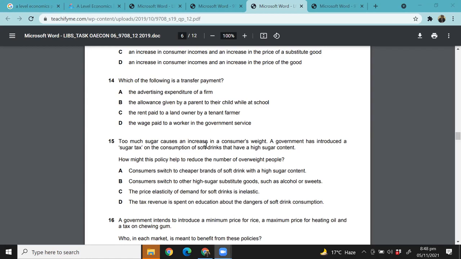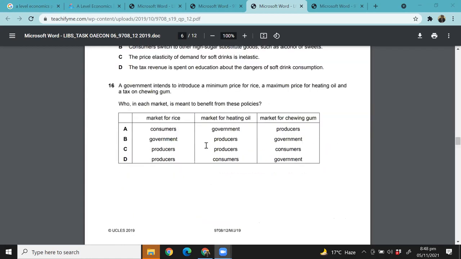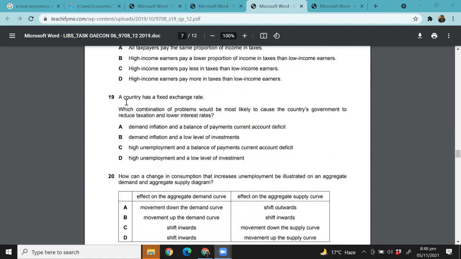Okay, now moving to the next question, 19. You said 19, Elsa? Okay. Now read the question carefully and then we will see what the answer is. The country has a fixed exchange rate. We know what a fixed exchange rate is. Which combination of problems would be most likely to cause the country's government to reduce taxation? What are you doing? You are reducing taxation and lowering interest rates. So taxes are being reduced and interest rates are being reduced. Out of these four options, what problems would help the government solve if it is reducing its tax rates and interest rates?